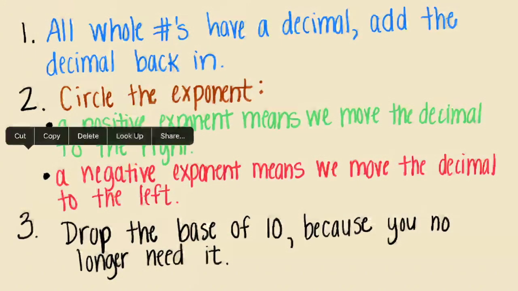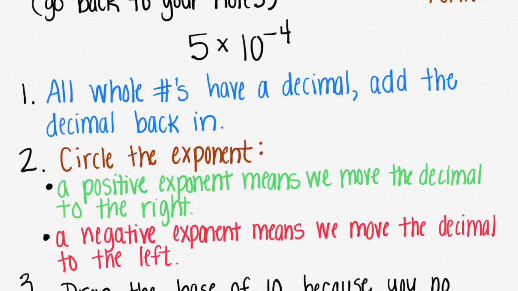So for example, 5 times 10 to the negative 4 does not have a decimal after it. What we can do, if we need to turn this into standard form, is put the decimal after the 5. All a decimal means after a whole number answer is that it is a terminating number. Next, we're going to circle the exponent. The exponent, if it is positive, means that we are moving the decimal to the right. If it's negative, it means we're going to move the decimal to the left.